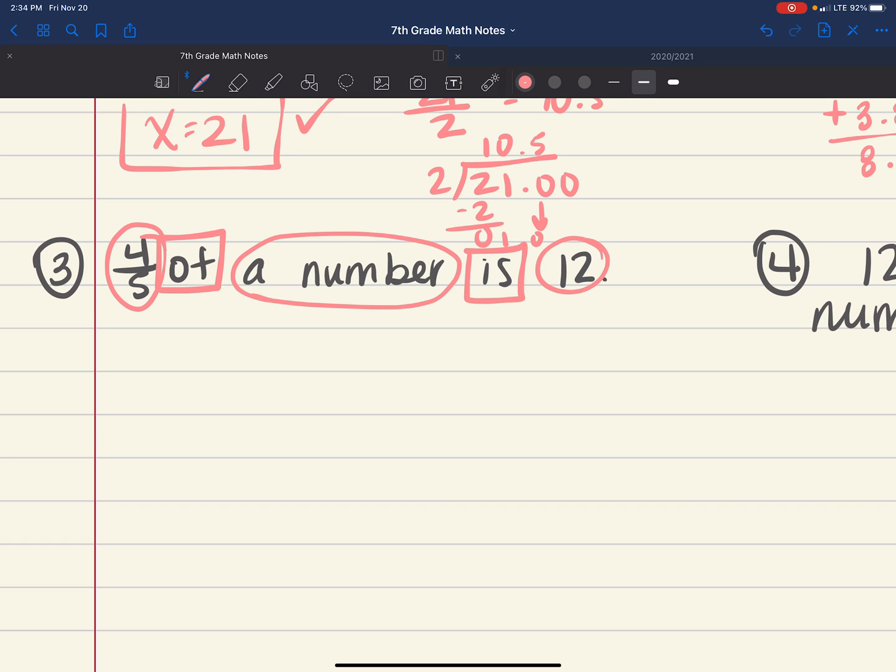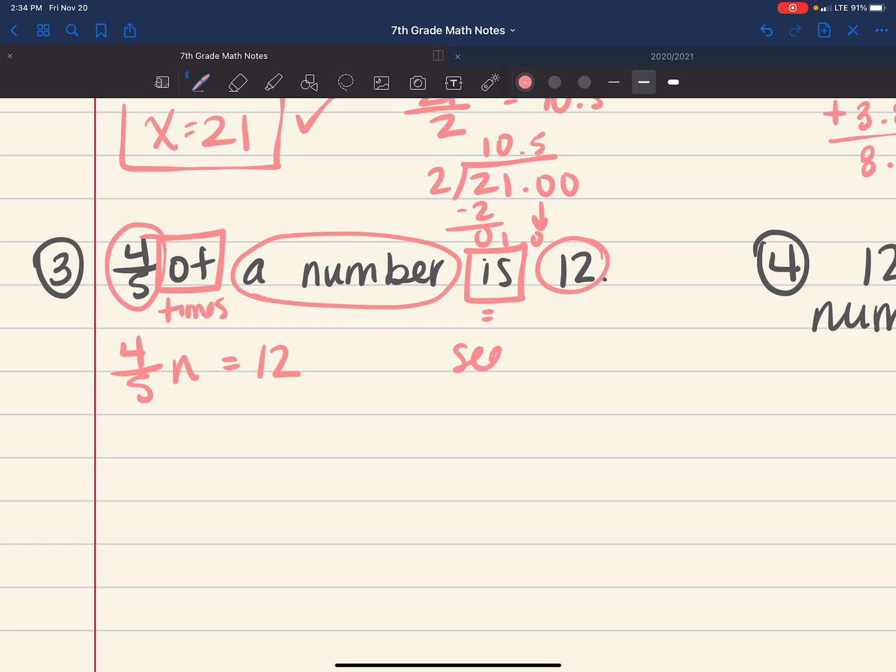So let's translate it to math. 4/5 of means times a number. I get to choose any variable I want to represent this number. I'm going to choose n because number starts with n. Is means equals, and then 12. So I literally just translated 4/5 of a number is 12 to math symbols. That's all I'm doing.